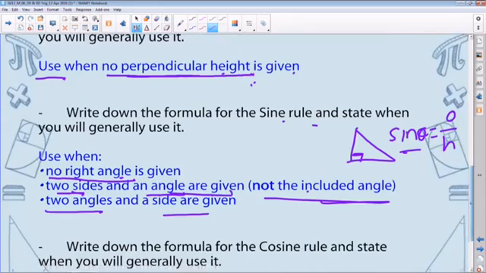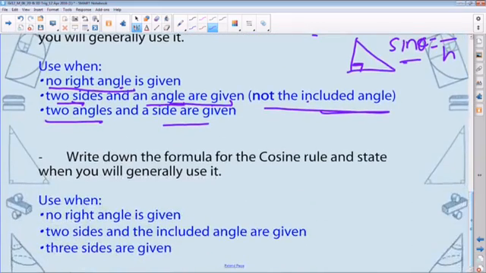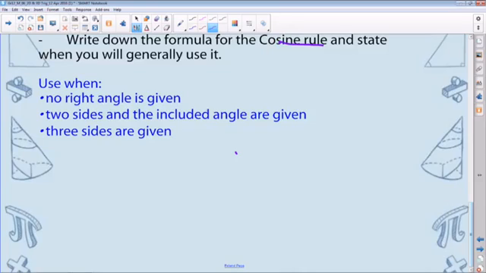The cos rule, we're going to use that when, again, no right angle is given, because then we can't use our trig ratios. We'll also use it when two sides and the included angle are given, or when three sides are given.